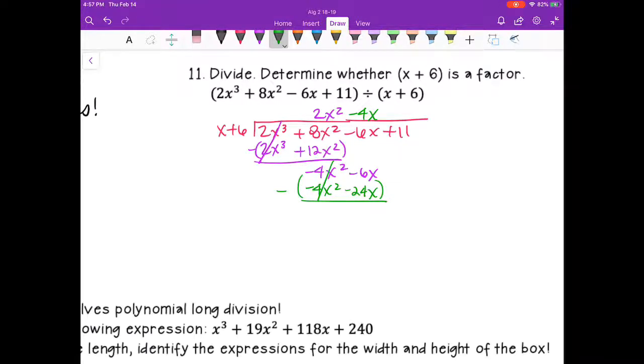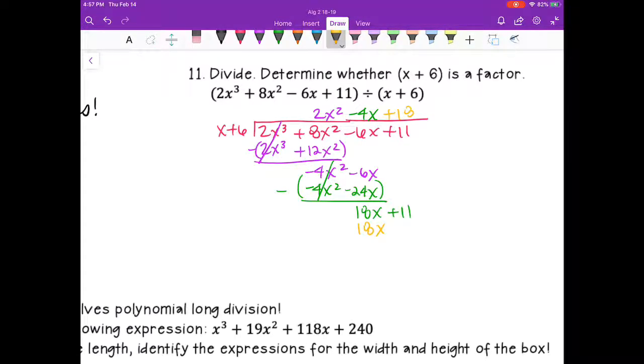Negative 6x minus negative 24x gives me a positive 18x, right? Negative 6 plus 24 is 18. And I say plus 11. Now, what do I have to multiply x by in order to get 18x? Well, that must just be 18. 18 times x is 18x.